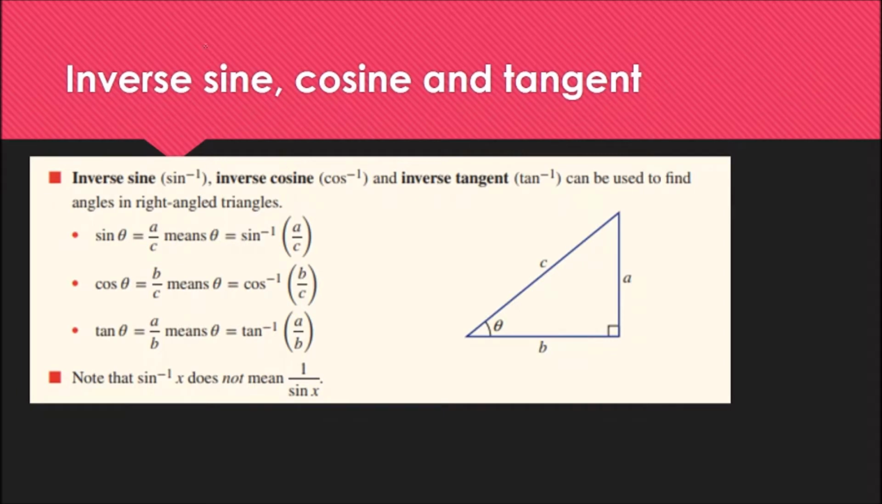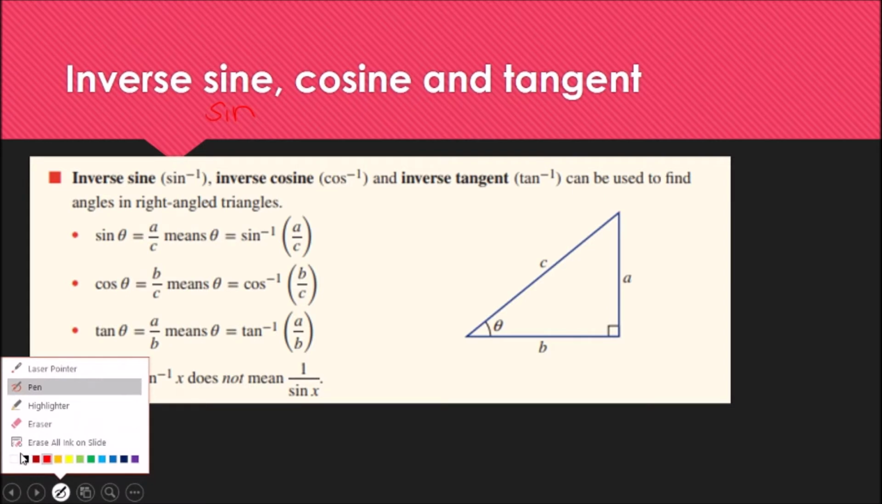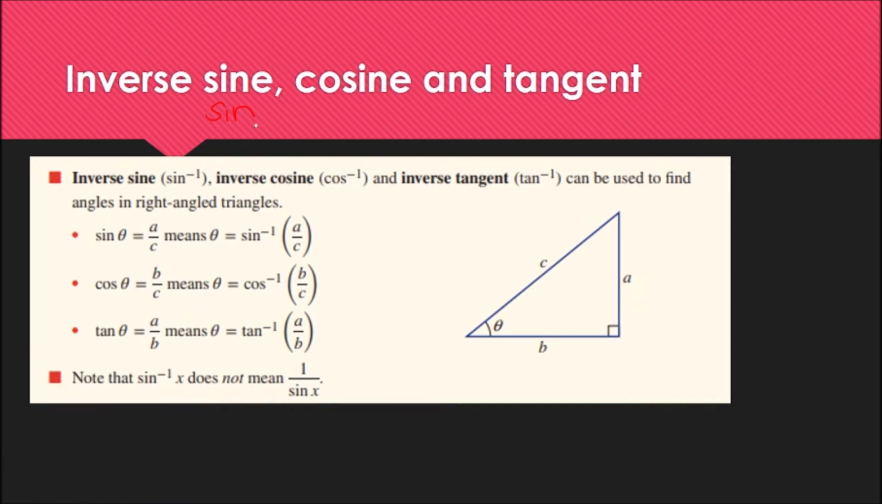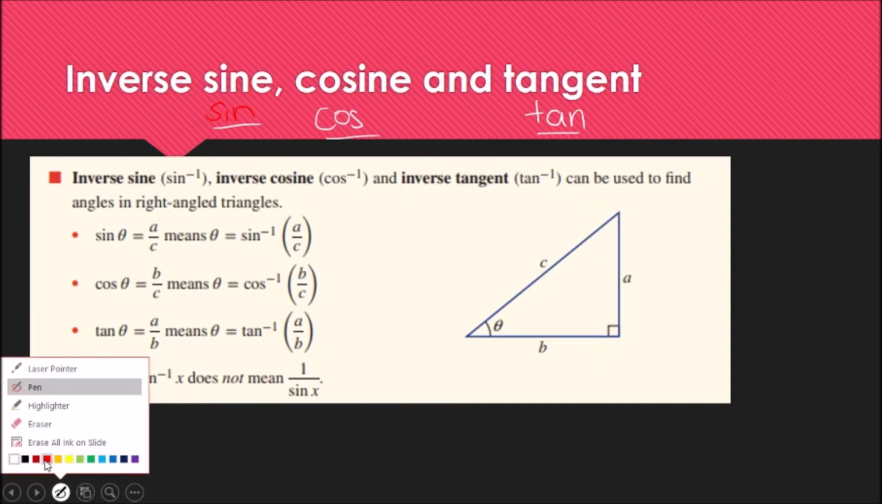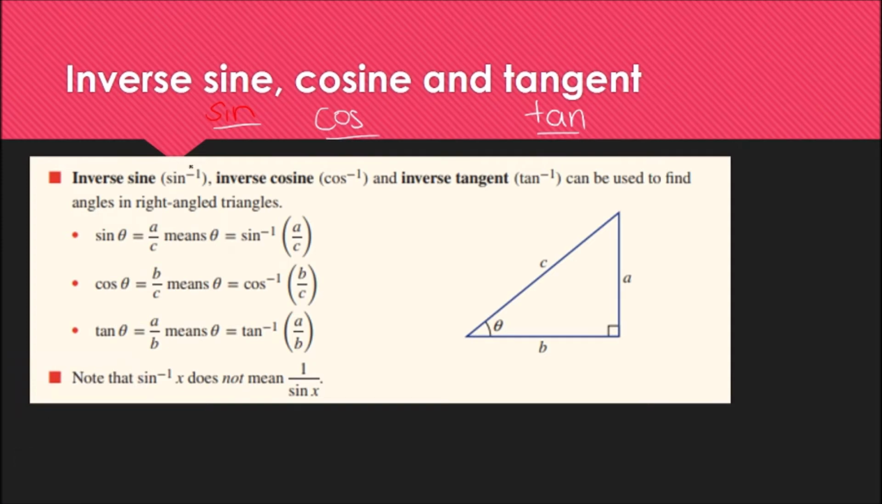So just a bit of a recap. I always say sine, but I always spell it as sin. And I say cosine as cos, and I say tangent as tan, for those of you who are wondering. So inverse sine can be written as sine with a -1 at the top. And inverse cos is written like that, and inverse tan is written like this.